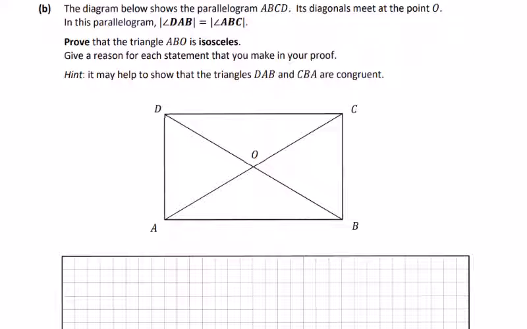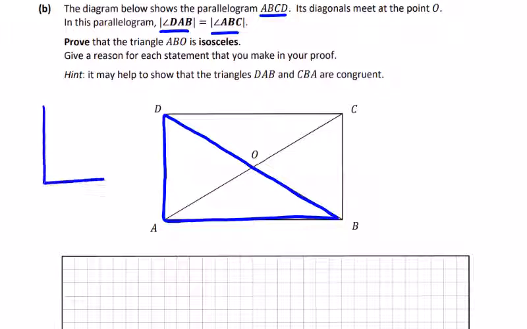So part B, the diagram shows the parallelogram ABCD. Looks suspiciously like a right angle rectangle, but we'll call it a parallelogram. Its diagonals meet at the point O, and in this parallelogram, angle DAB is equal to angle ABC. So we're dealing with the triangle DAB. Look at this one in blue. Always draw them outside of the diagram. DAB, we're not to assume it's right angled. We're told this angle here, we'll call it angle 1.